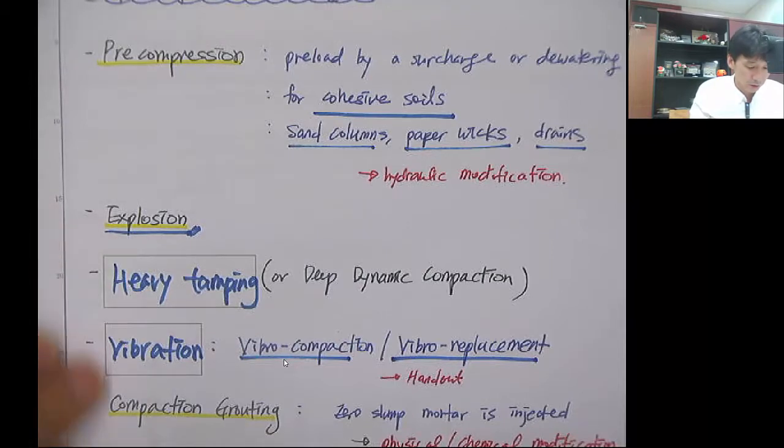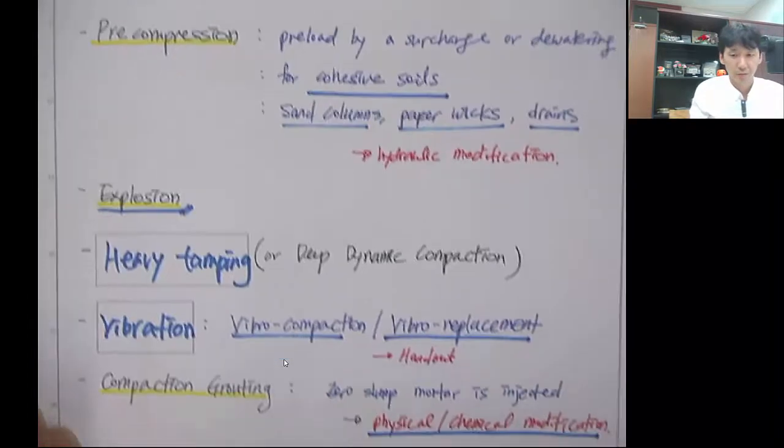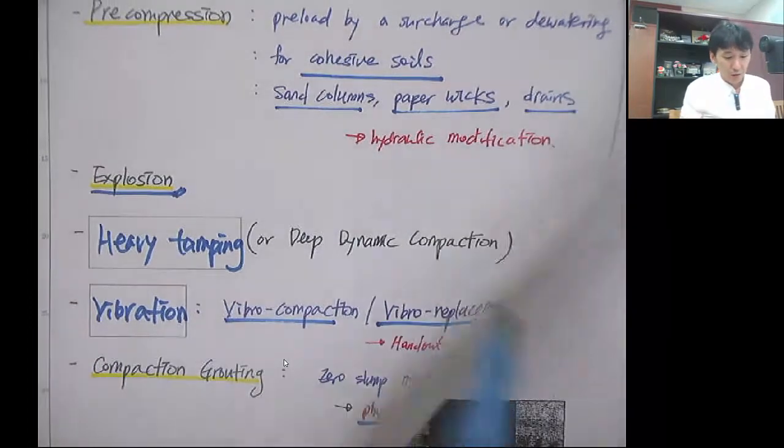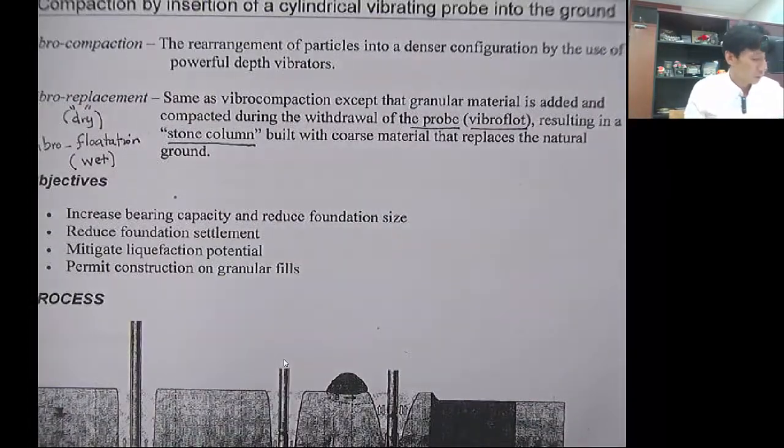And the last one is, popularly people use the compaction grouting, and this is by injecting some zero slump mortar into the ground. We can compact the surrounding soils. This is regarded as a physical chemical modification, so we're going to talk about it in details in the later chapters. So let's move on to the handout.